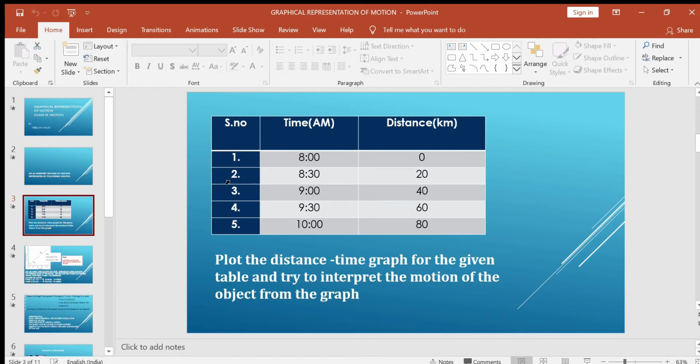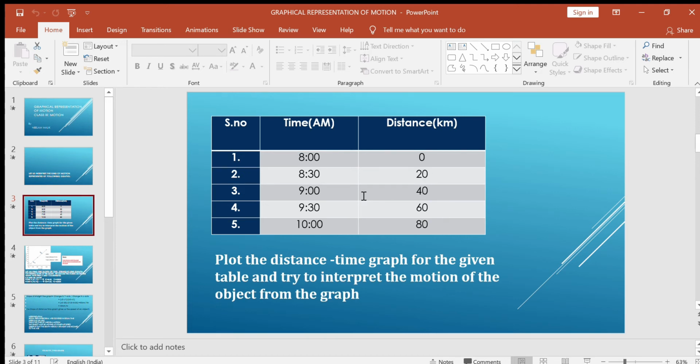Look at this data. At 8 o'clock, an object covers a distance of 0 kilometer. That means the object is at rest and this is your reference point. You started taking observations at 8 o'clock in the morning. And after half an hour, you observe the object has covered a distance of 20 kilometer.